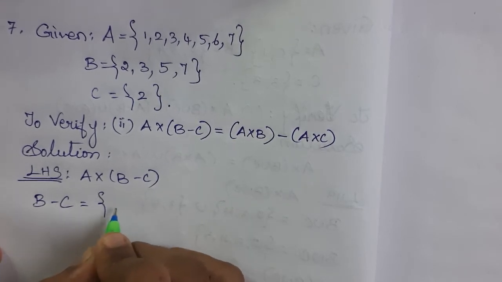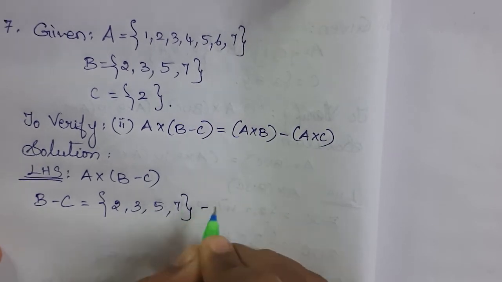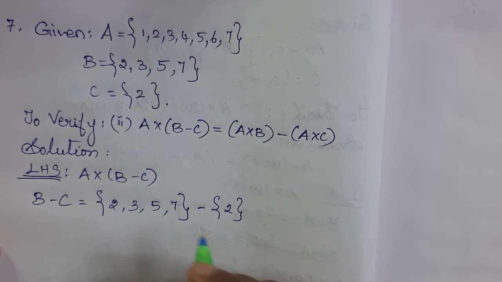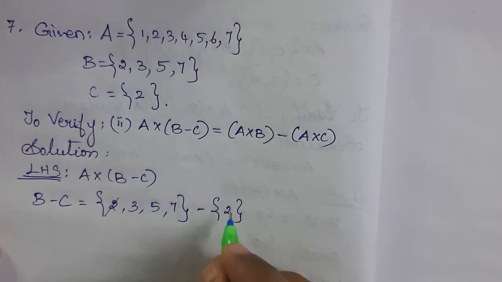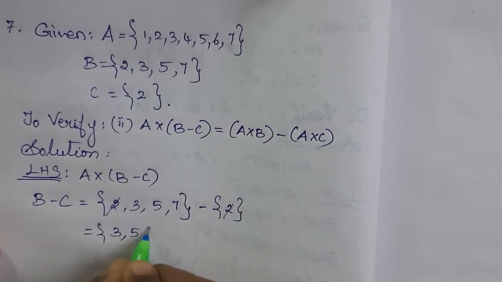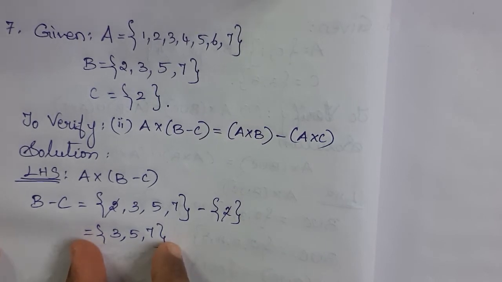Set B is 2, 3, 5 and 7, minus C, which is 2. Minus in the sense we have to reduce. We just remove the common element, that is 2. So, what is left over? It is nothing but 3, 5 and 7. This is the set for B minus C.